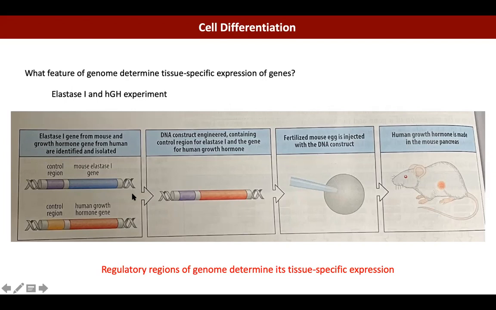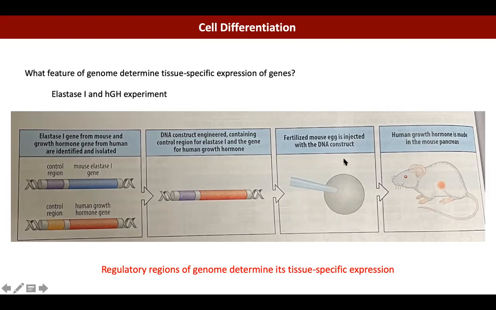In this experimental setup, they changed the control region of the human growth hormone gene. They cloned in the promoter region of the mouse elastase gene together with the human growth hormone gene. I can also go into a little more detail on how this was done if you want, just tell me if you do not understand it. So this was a chimeric clone, with the control region, the promoter of the mouse elastase gene, and downstream the human growth hormone gene, and this was injected into a fertilized mouse egg, which was enucleated.